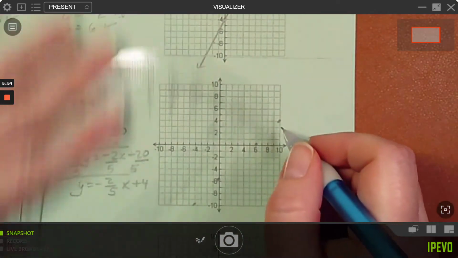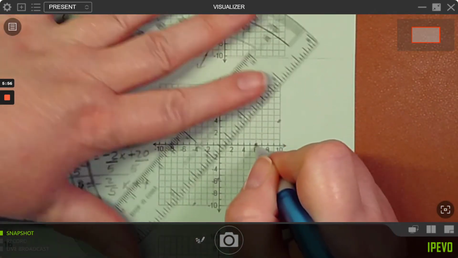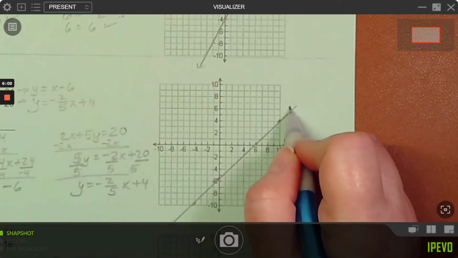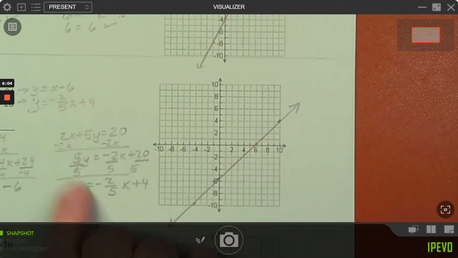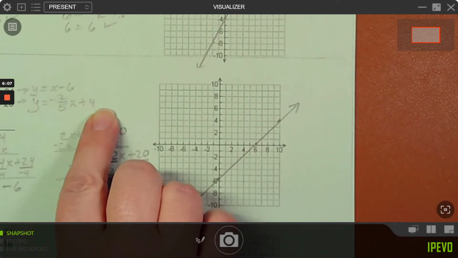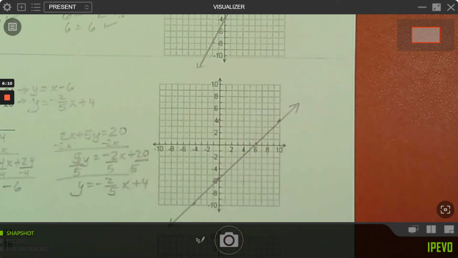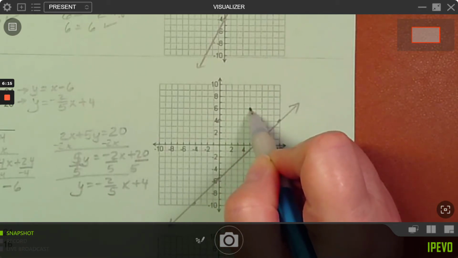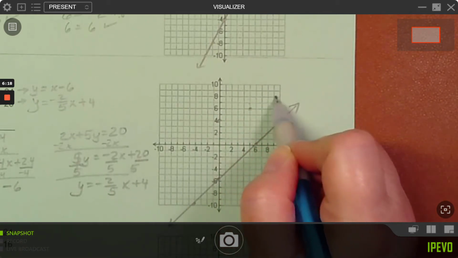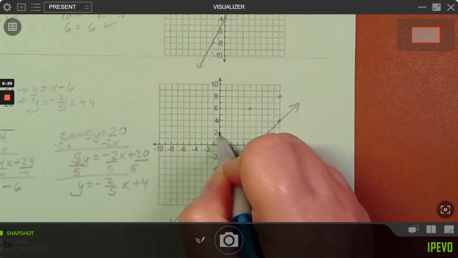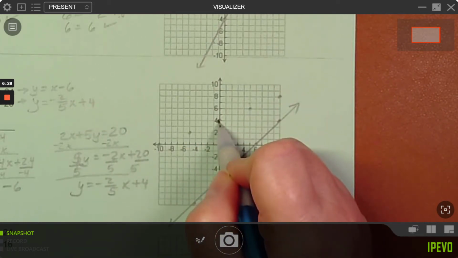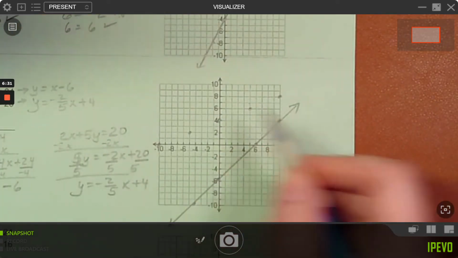So here is y equals x minus 6. And then we need to graph y equals negative 2/5 x plus 4. So here's our y-intercept at 4, up 2, right 5. Down 2, right 5. Okay, and here's the line y equals negative 2/5 x plus 4.